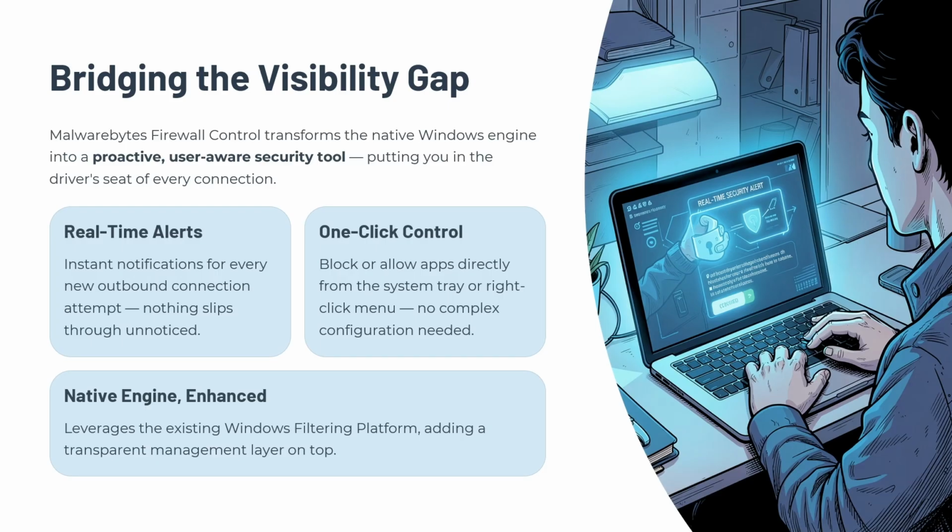So, bridging the visibility gap, Malwarebytes Firewall Control transforms a native Windows engine into a proactive, user-aware security tool, putting you in the driver's seat of every connection. Real-time alerts: instant notification for every new outbound connection attempt. One-click control: block or allow an app directly from the system tray or right-click menu. Native engine enhanced: leverage the existing Windows Filtering Platform, adding a transparent management layer on top.